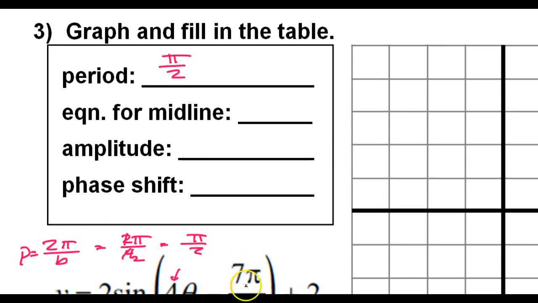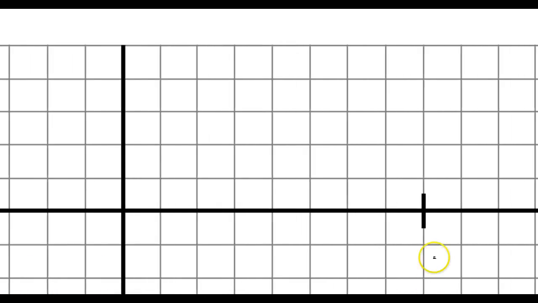So let's use the period to label our axes. I like to put the period right here. So this will be pi over 2. If that's pi over 2, then halfway here is going to be pi over 4. Then half of that would be pi over 8. And then over here is always going to be 3 of these. So that's going to be 3 pi over 8.